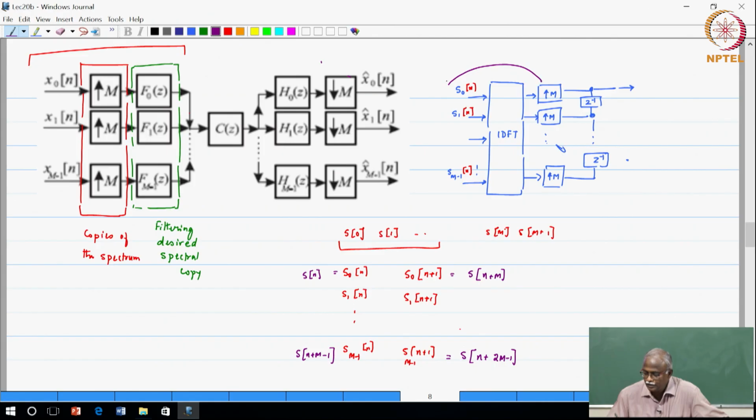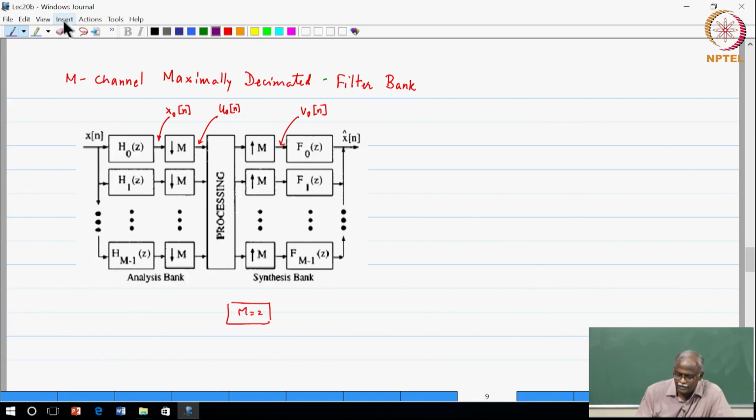Now, the first step that helps us in our analysis is: am I allowed to move the upsampler to the left of the IDFT block? The answer is yes. Why? Because IDFT is an interconnection of adders and multipliers, and the upsampler can be moved to the left. Please redraw this just so that we are comfortable with the sequence of steps.